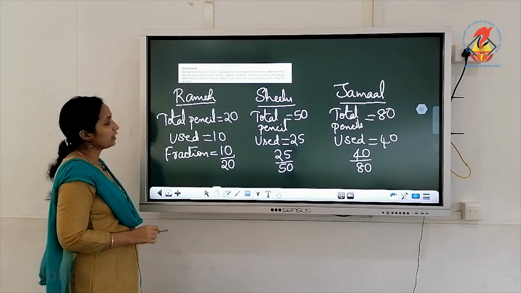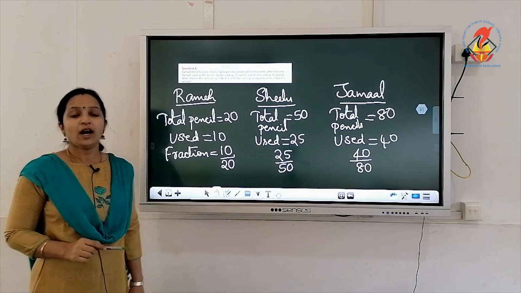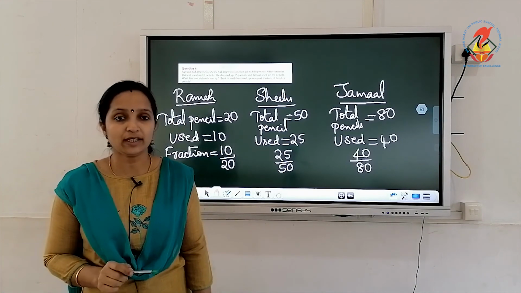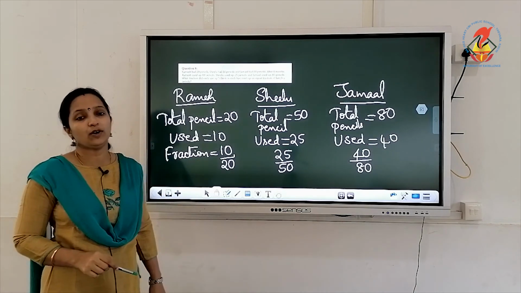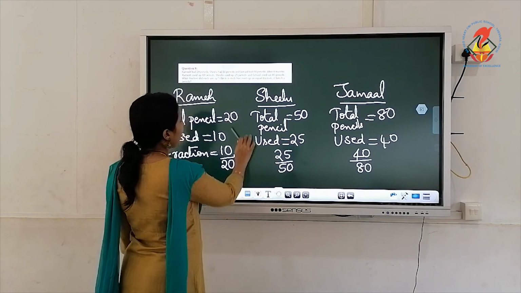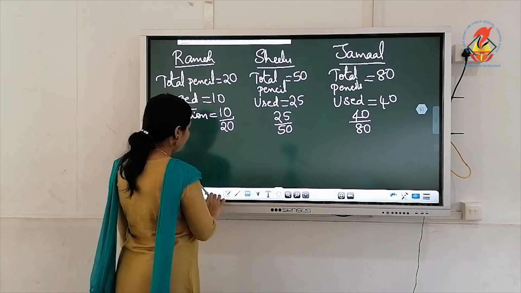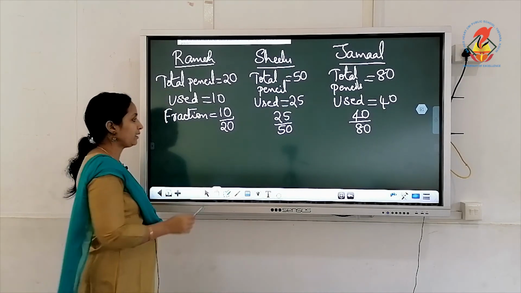Now what do we have to find next? Check if each has used up an equal fraction. How will we check that? So do one thing, children. First you find the lowest term of all the fractions. How will we find the lowest term? We already studied that for finding the lowest term you have to find the HCF of the numerator and denominator.